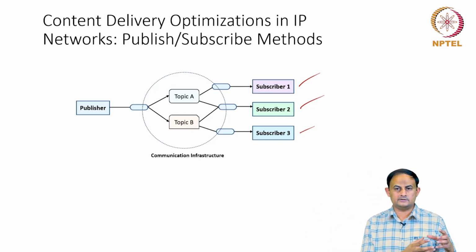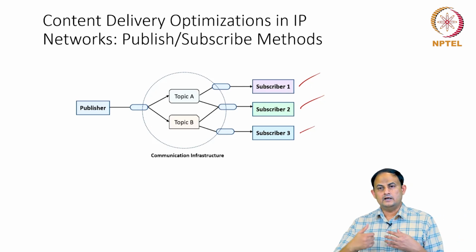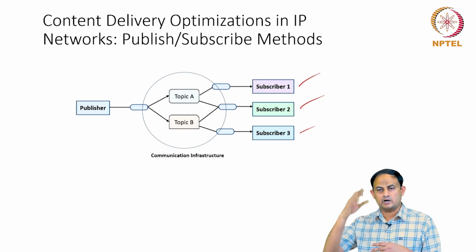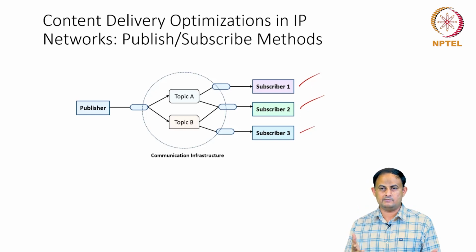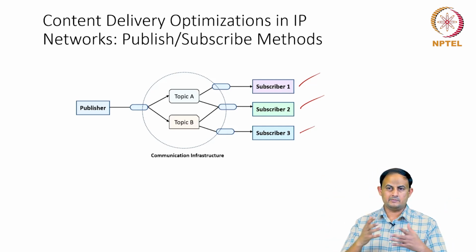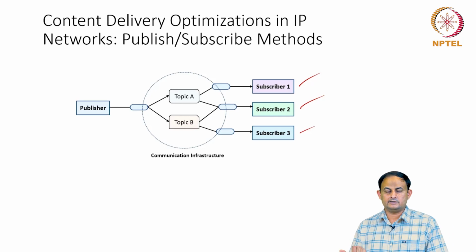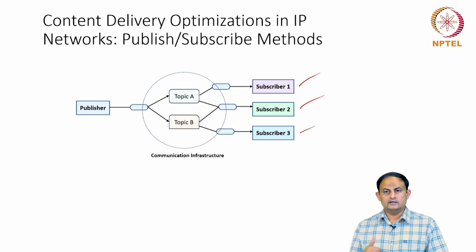When the content gets generated, there is a publisher and he tags the content with one of the topic names. So maybe the topic name is sports, the topic name is scientific discoveries, or something else, maybe tennis, things like this. Every content is tagged with that particular topic, and the subscribers show interest in a particular type of the content, and the network actually figures out.